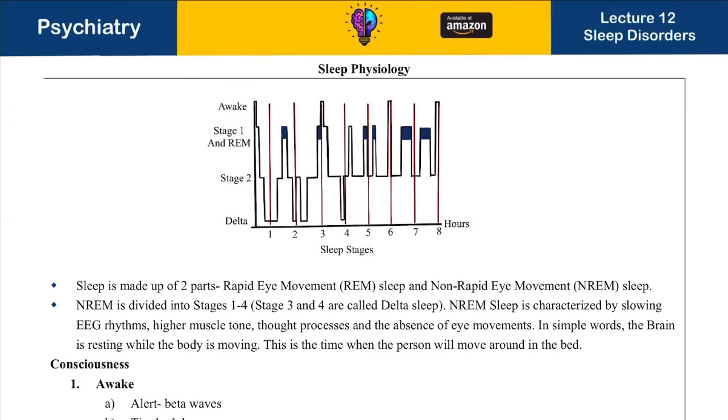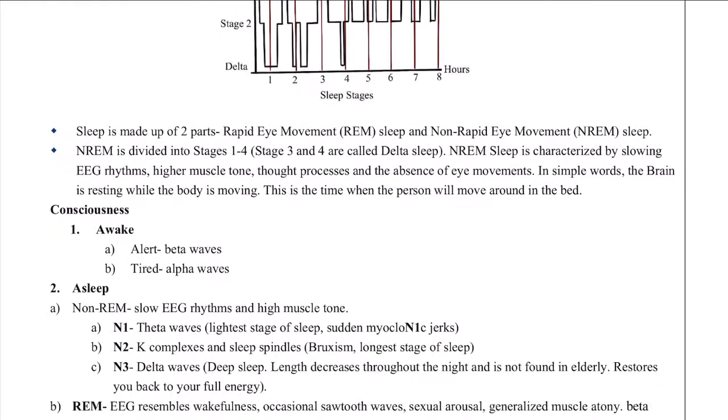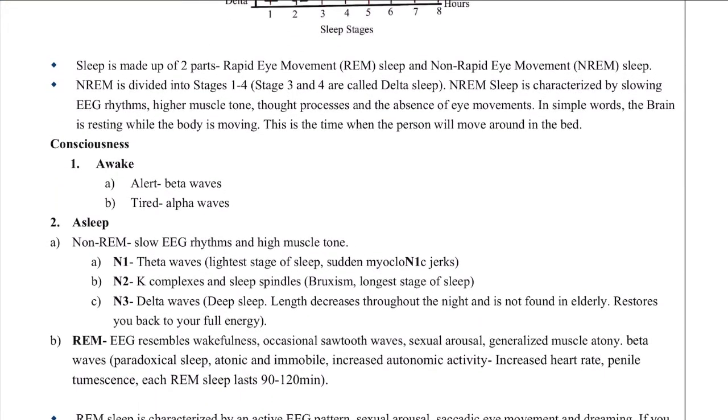Our next topic is sleep disorders. Now, when we talk about sleep, it's important to know that there are different stages of sleep. And for USMLE, they will mostly test the different types of waves, what happens during the sleep, and the associated disorders. So let me quickly give a brief summary of the physiology.